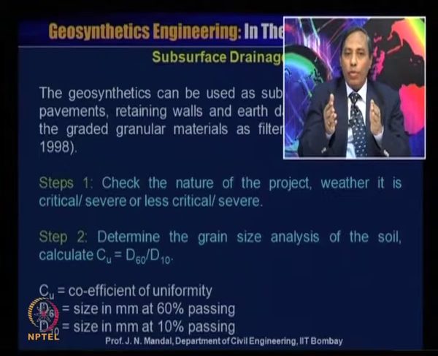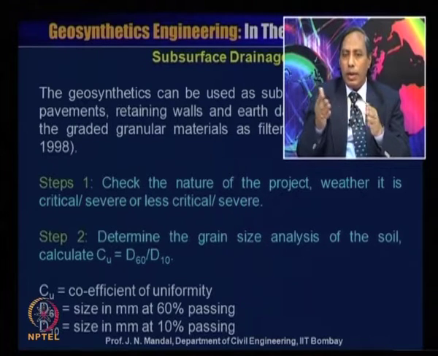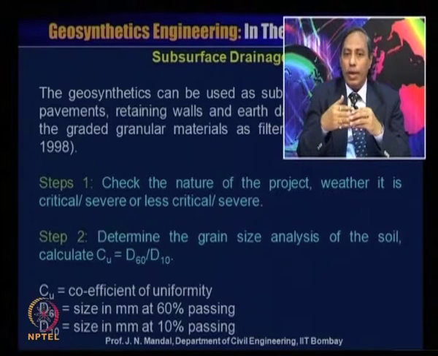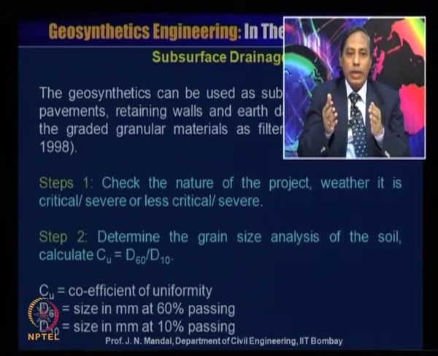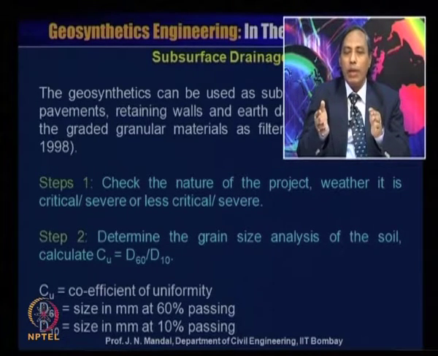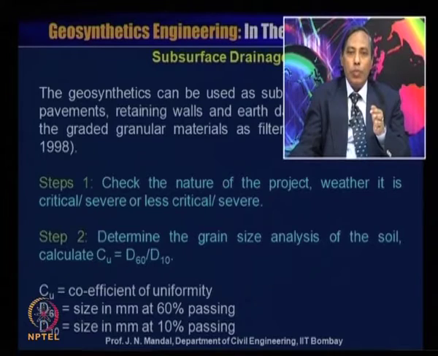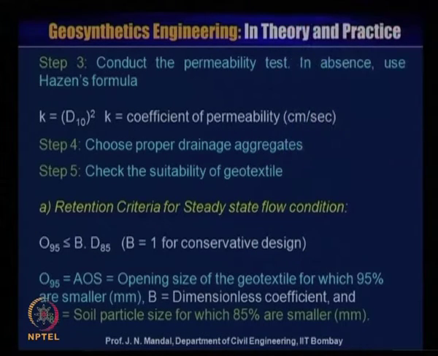And step 2, as I say, you should thoroughly find out the grain size distribution, and from the grain size distribution you can calculate the Cu, that is D60 by D10. Cu is the coefficient of uniformity, D60 is the size in millimeters at 60% passing, and D10 is the size in millimeters at 10% passing. So, from the grain size distribution curve you can determine these parameters.